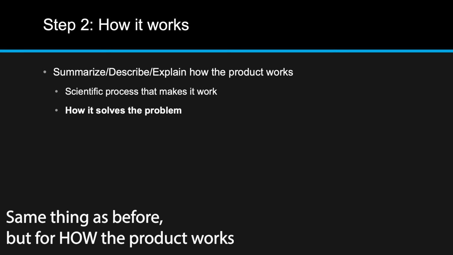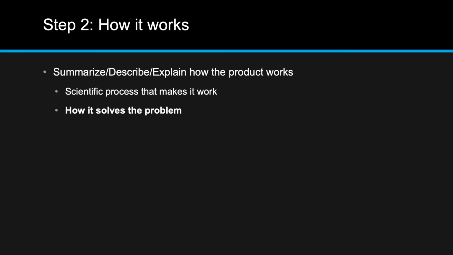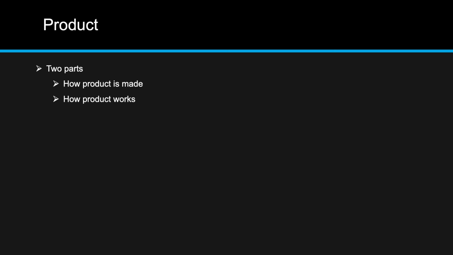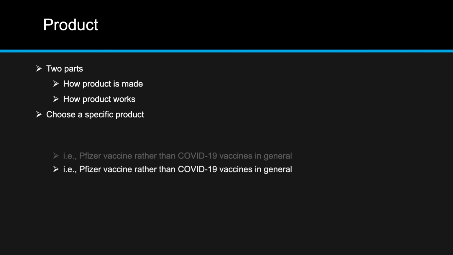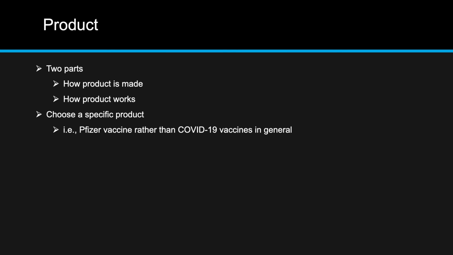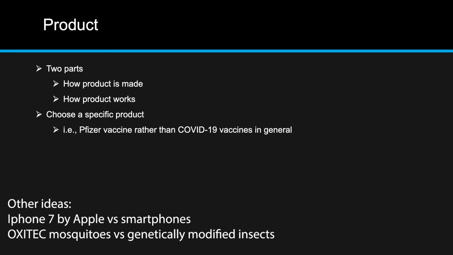This could be the scientific process that allows the product to achieve its goal, or the process that allows a product to solve the problem. For this, you will need to choose a specific product. This means to not do COVID-19 vaccines in general, as there are many types, but a specific vaccine, like in my example, the Pfizer vaccination.